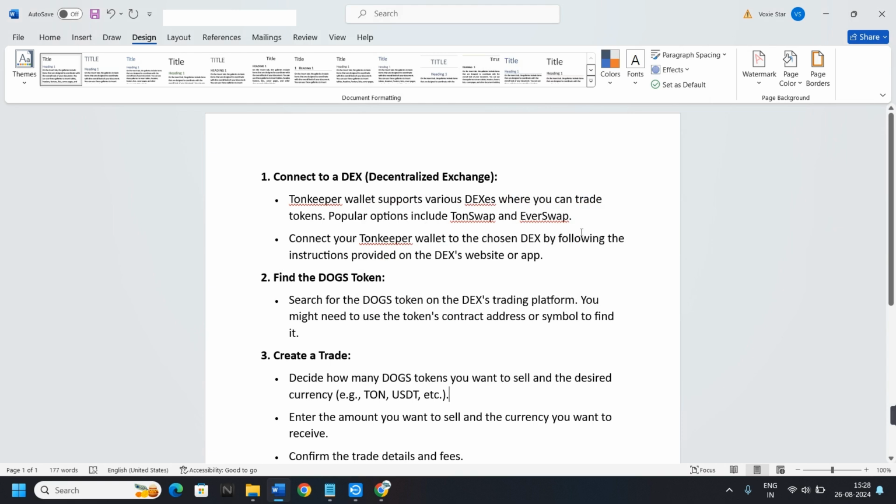Tonkeeper wallet supports various decentralized exchanges where you can trade tokens. Popular options include TonSwap and EverSwap. Then connect your Tonkeeper wallet to the chosen decentralized exchange by following the instructions provided on the decentralized exchange website or app.